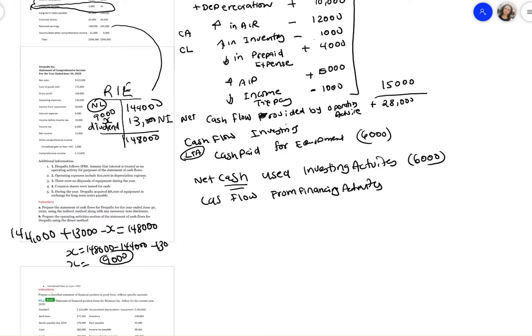So let's do the first one. Dividend paid to the shareholders is your $4,000. That's how much we paid.